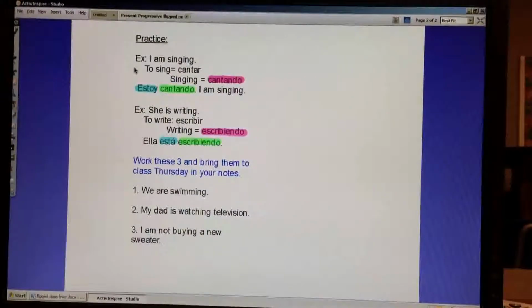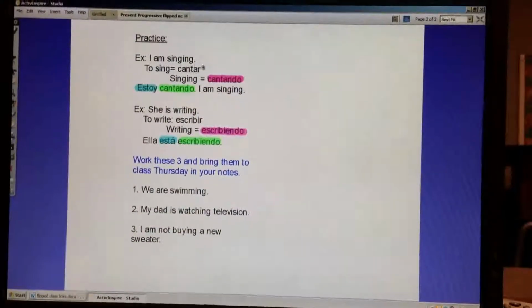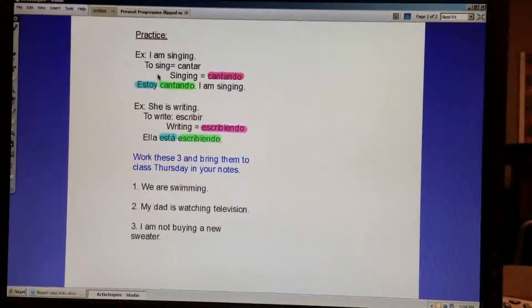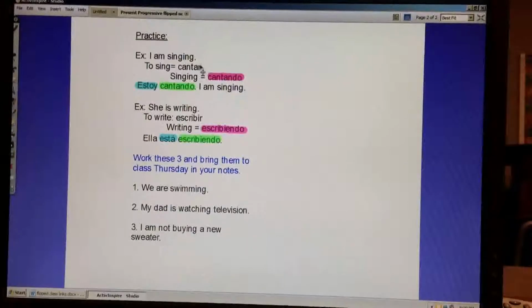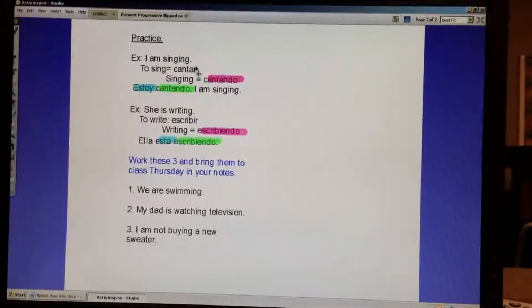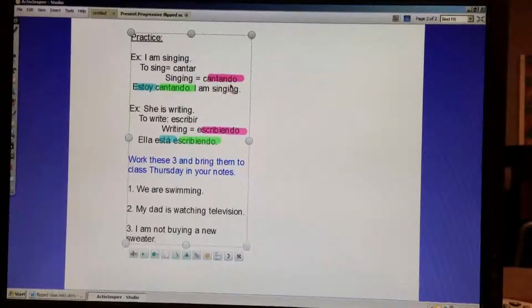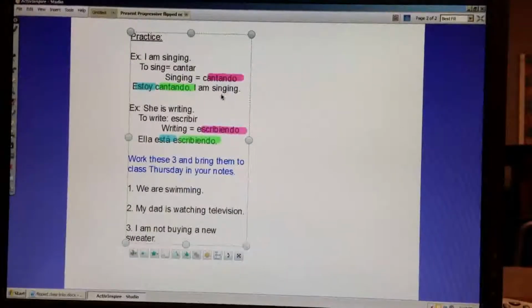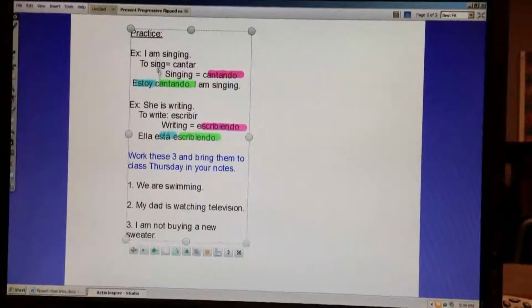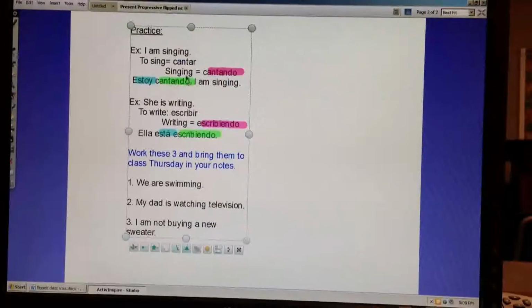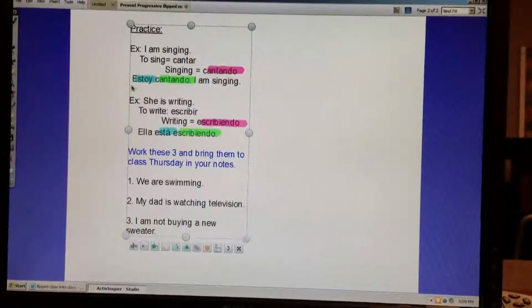Let's break them down. I want to be able to say I am singing. How do we do that? Well, the verb to sing is cantar. Like we saw previously, I must get rid of this AR here, okay? And then I must put ando at the end, okay? Cantando is my new word. So, I am is estoy, singing is cantando. Estoy cantando, my new phrase.